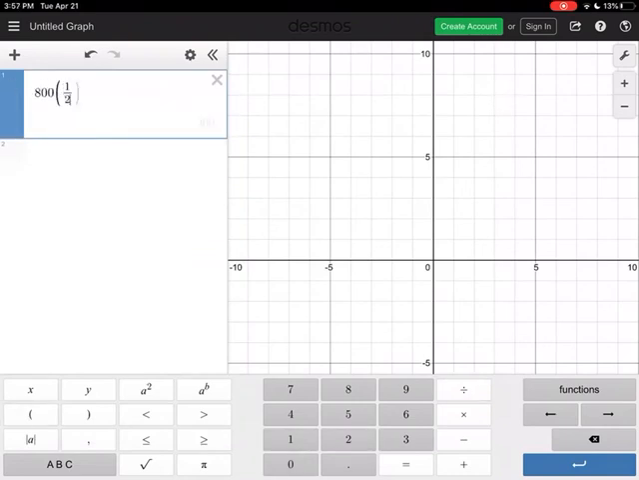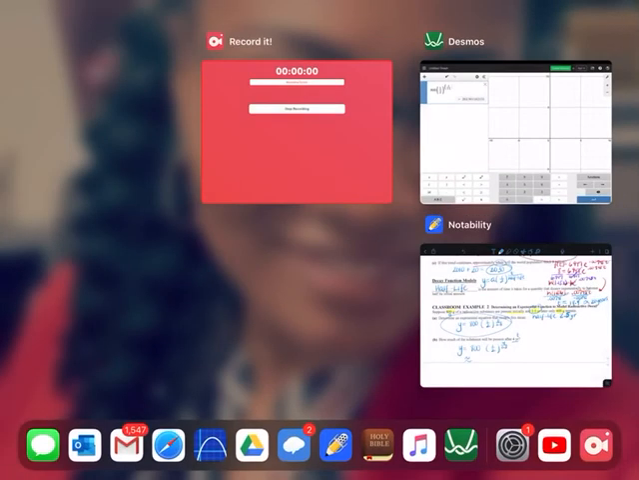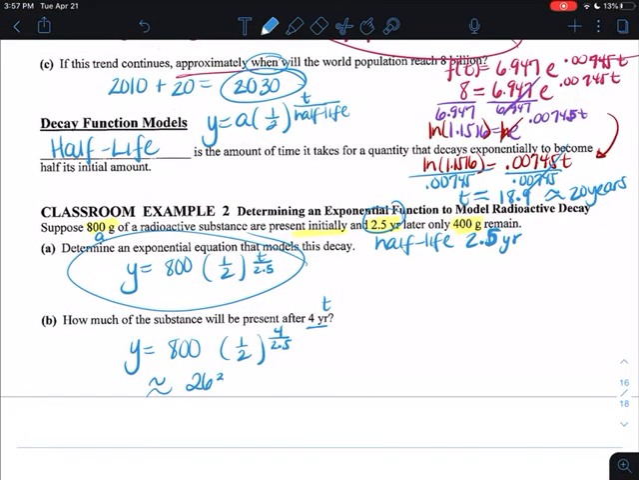I'm going to put this in my calculator to get my approximate answer. So 800, parentheses, 1 divided by 2. Exponent. You have a fraction in your exponent, so you want to put parentheses. The time is 4. We divide that by the half-life time, which is 2.5. So you'll have approximately 263.9. So 263.9, all right, which if they ask you to round to the nearest whole, it would be equal to 264 grams. All right.